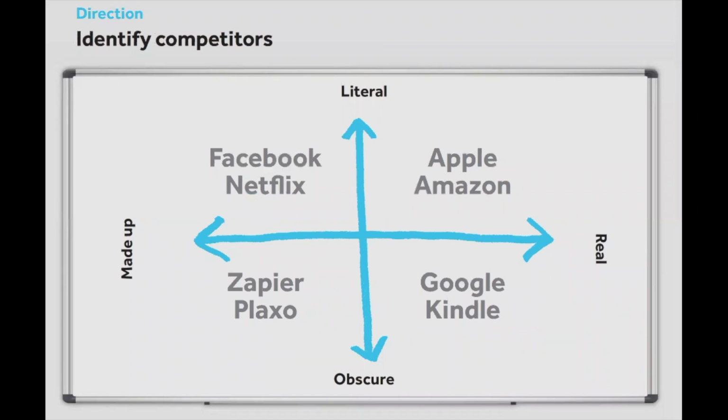So in the top right, you've got something that's real and literal, Apple and Amazon. Whereas in the bottom right, something that's a bit more obscure, but still real words, Google and Kindle. Top left, things that are made up, but quite literal, Facebook, Netflix, they sound quite real, really. Whereas the bottom, we've got things that are actually made up and a little bit more obscure, Zapier and Plaxo.